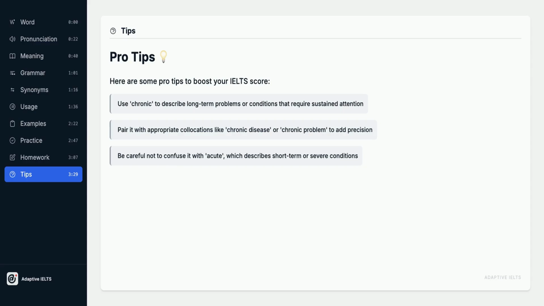In conclusion, we've explored the word chronic and learned how to use it effectively in your IELTS exam. Use it to describe persistent problems and long-term conditions in your writing and speaking tasks. Keep practicing with the exercises and tips provided to enhance your band score.